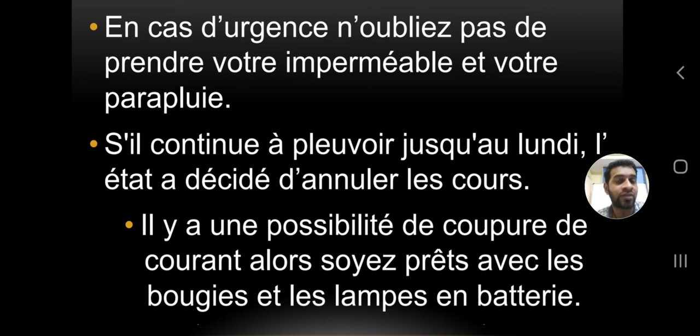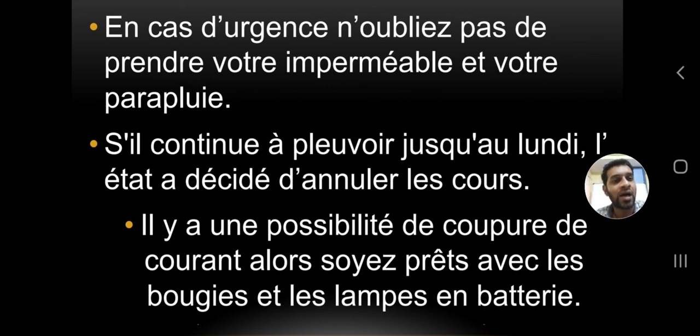So in case of emergency, don't forget to take your umbrella. Okay, so n'oubliez pas, which means don't forget. Okay, so to take your raincoat. Imperméable means raincoat, et votre parapluie, and your umbrella. So in case of emergency, you want to go out to buy milk, vegetables and so on. So don't forget to take your raincoat and your umbrella. Okay, there is a lot of chance of raining.